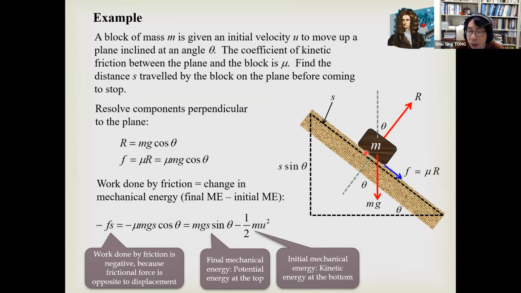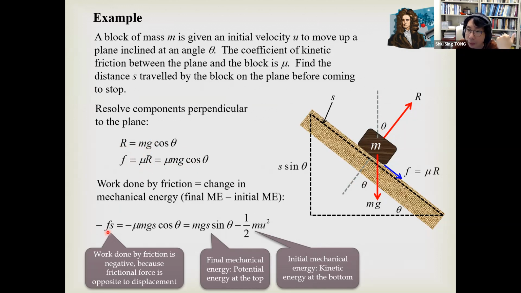So by resolving the force components, because my block does not have a motion perpendicular to the inclined plane, R is equal to mg cosine theta. R and mg cosine theta balance each other. And the frictional force is given by mu R, where mu is the coefficient of kinetic friction, and that's mu mg cosine theta.